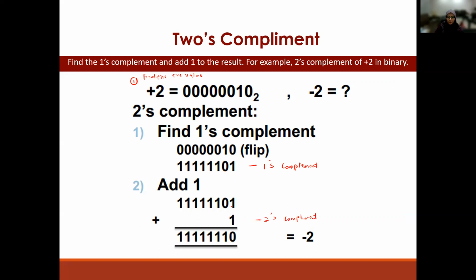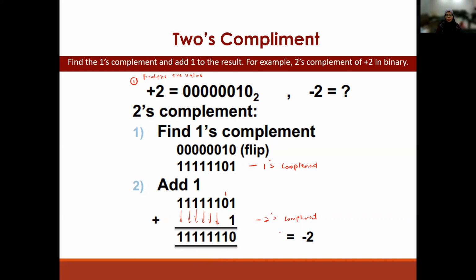So when you add 1, 1 plus 1 is equal to 0, and then you have 1 carry here. So put the carry down here because 1 plus 0 equal to 1. So the rest just bring down. As usual, you do the addition. So you will get 1, 1, 1, 1, 1, 1, 1, 0. This is actually equal to negative 2.